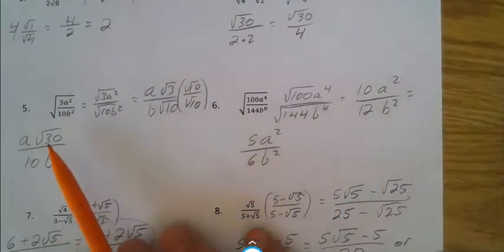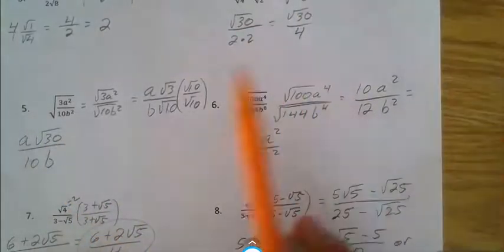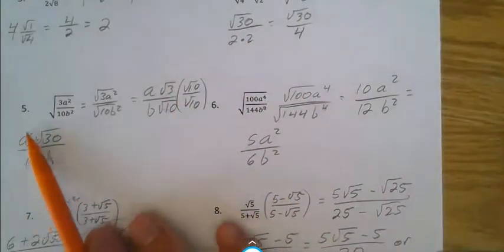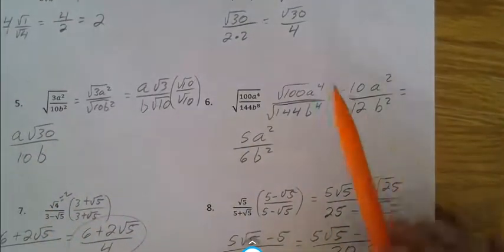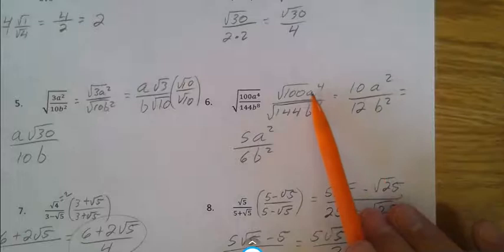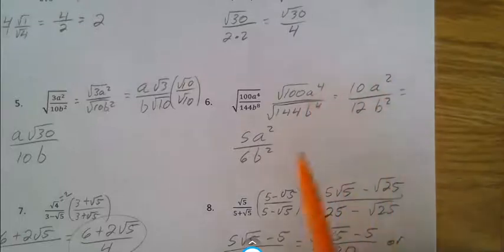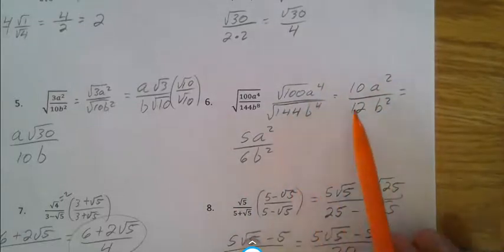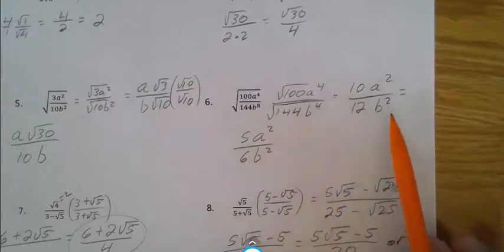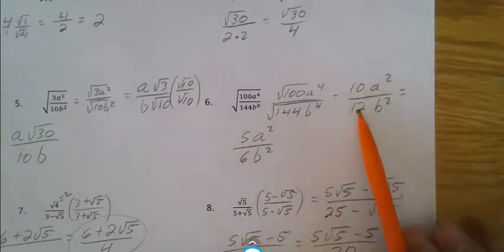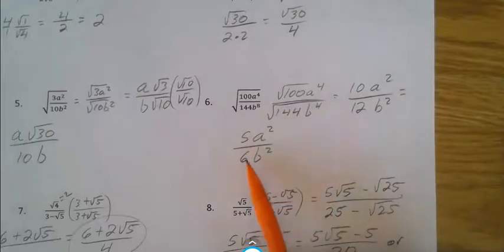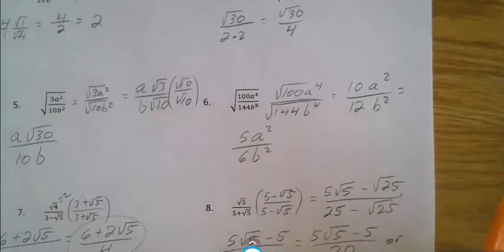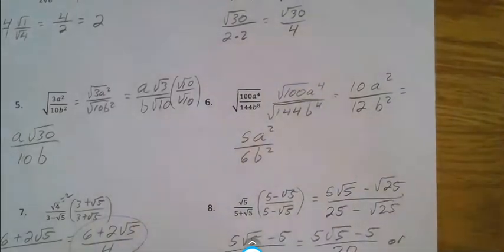And then, just like I showed up here, square root of 30 is square root of 30. Can't do anything with it, and that's it. All right, number 6. Square root of 100 is 10. Square root of a to the 4th is a squared. Square root of 144 is 12. Square root of b to the 4th is b squared. 10/12 though can be written as 5/6. So it's 5a squared over 6b squared.